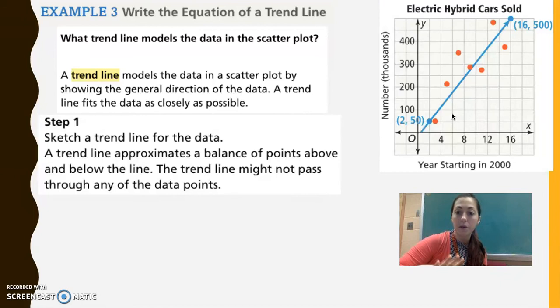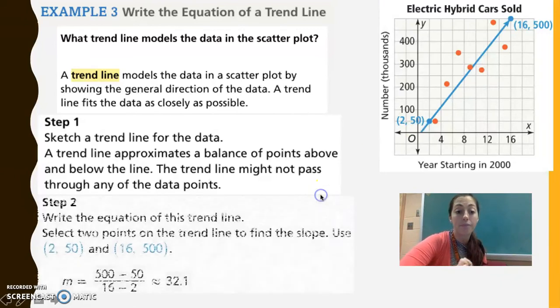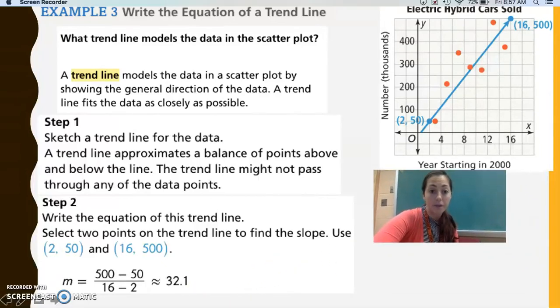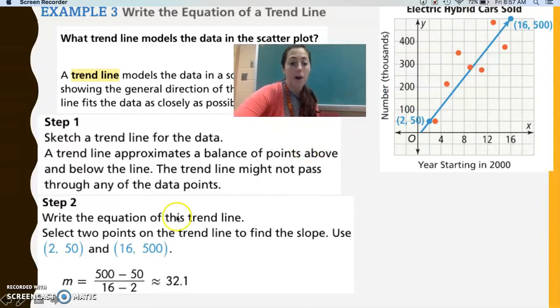Yeah. We have 2 points, and we need to write the equation of a line. We've got to find the slope. Finding the slope between 250 and 16,500, you do 500 minus 50 and 16 minus 2 in the denominator, and that's approximately 32.1. Yes, I used a calculator to check it. So approximately 32.1 is my slope, and I still need to find my y-intercept.